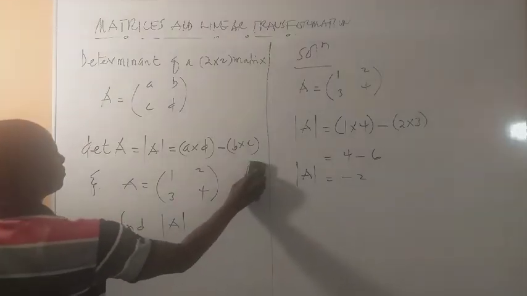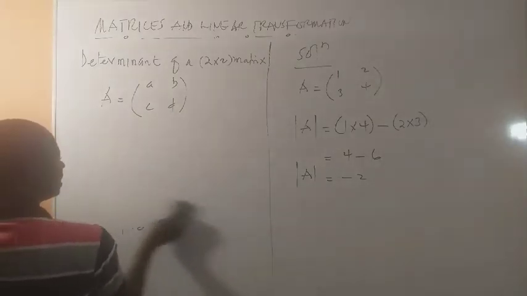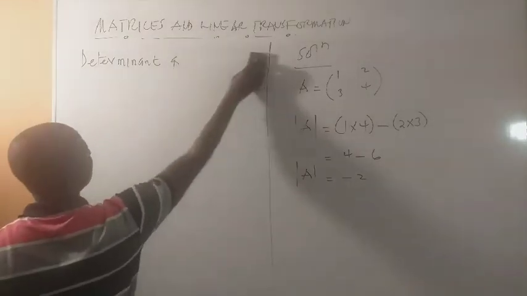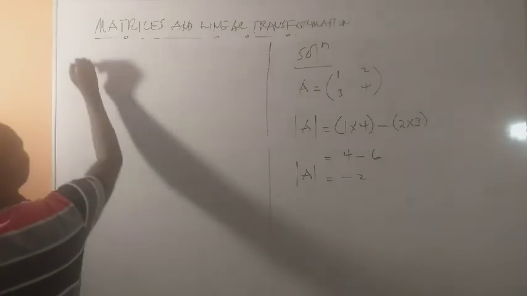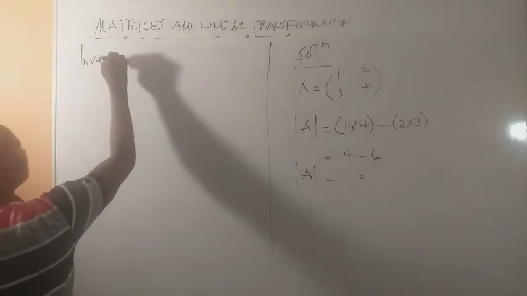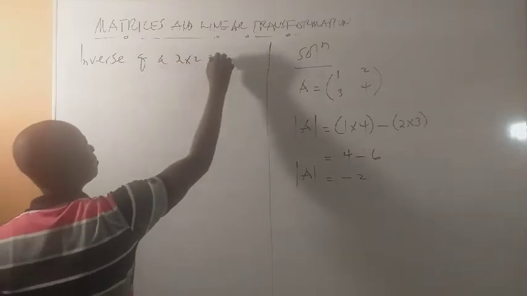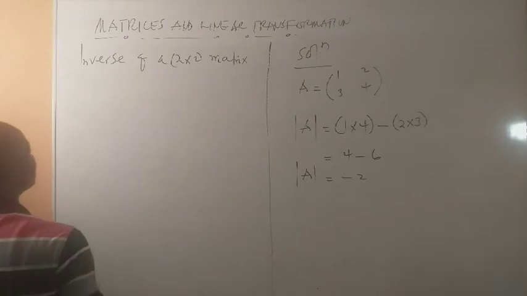Okay, so now we are going to look at how to find the inverse of a 2 by 2 matrix. Now that you know how to find the determinant, we are going to look at how to find the inverse of a 2 by 2 matrix. The inverse of a 2 by 2 matrix.